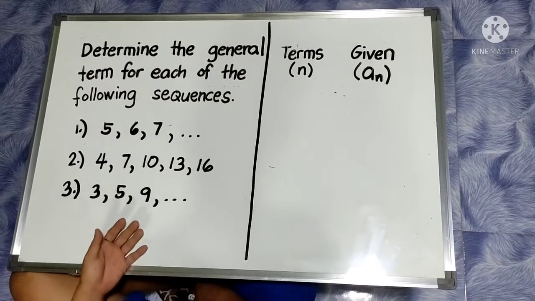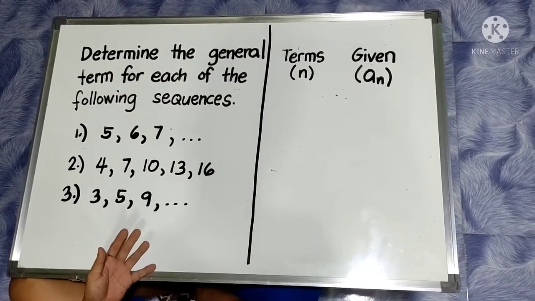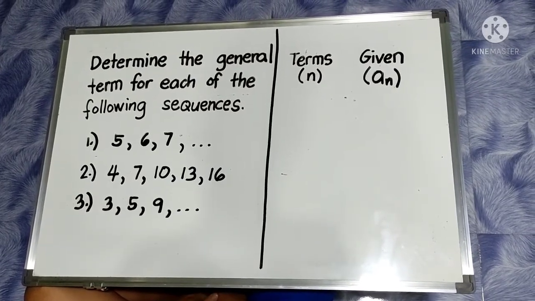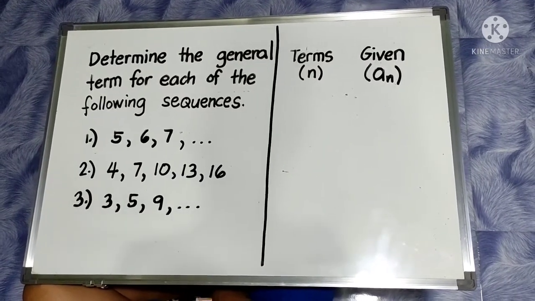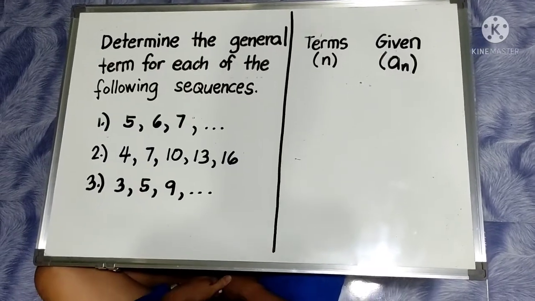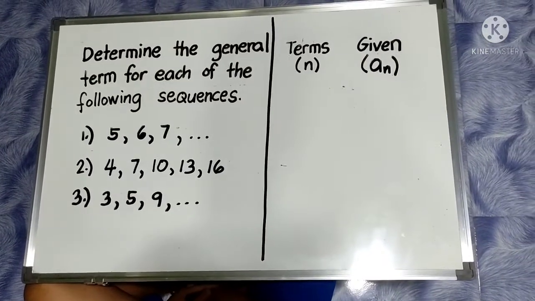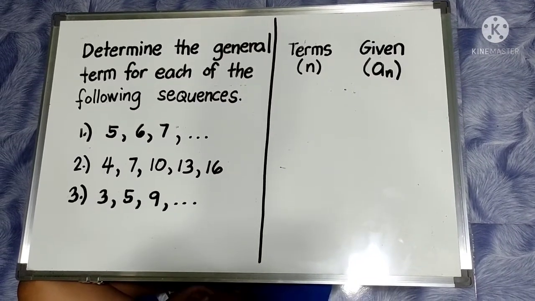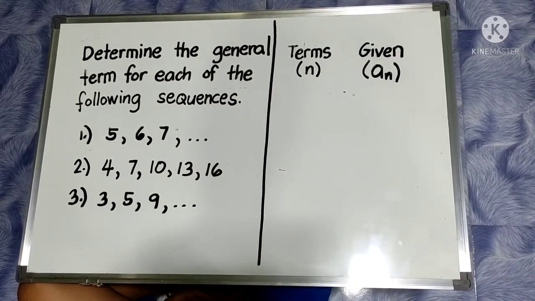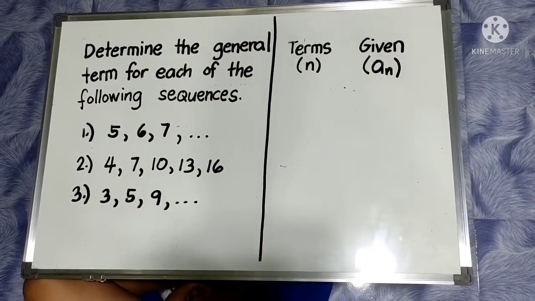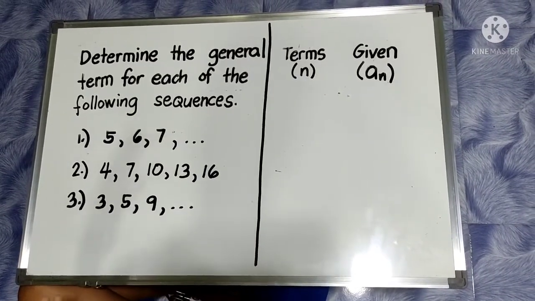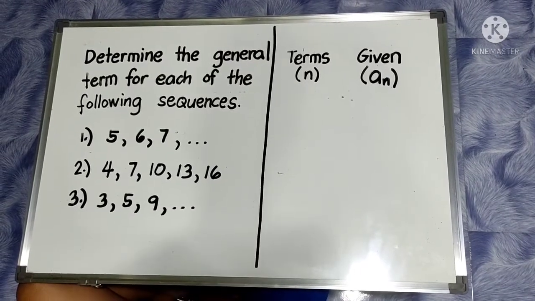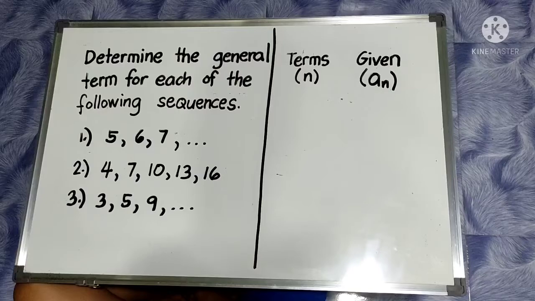Now let us proceed to the second major activity in this lesson, which is to determine the general term for each of the following sequences. So this is the reverse process. In the first major activity, we were given the general terms and we solved for the terms of the sequence. This time, we are given the terms of the sequence and we're going to determine the general terms.